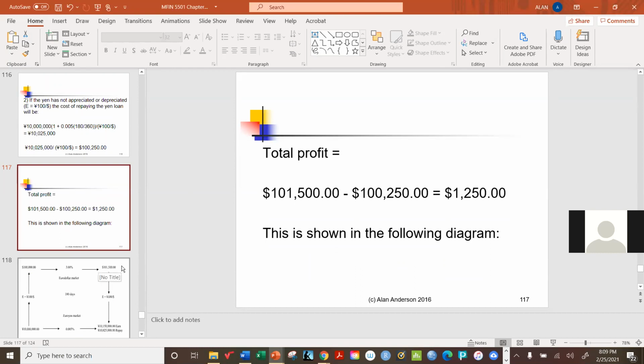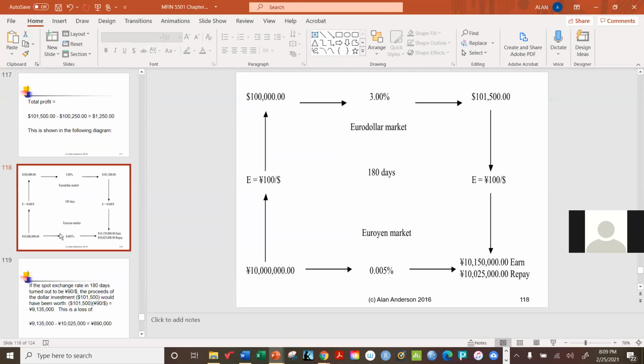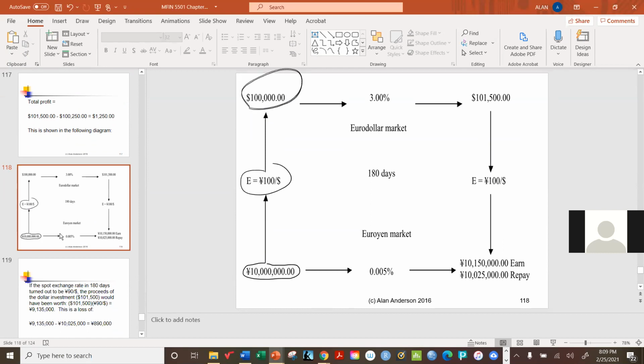All right, let's look at the graph. I think you'll find it easier to follow with the graph. So again, we start with the yen. We're starting in the bottom left-hand corner. I'm converting 10 million yen, with this spot exchange rate, into $100,000, which is then deposited for 180 days in the eurodollar market, which means that in 180 days, I'm guaranteed to have $101,500.